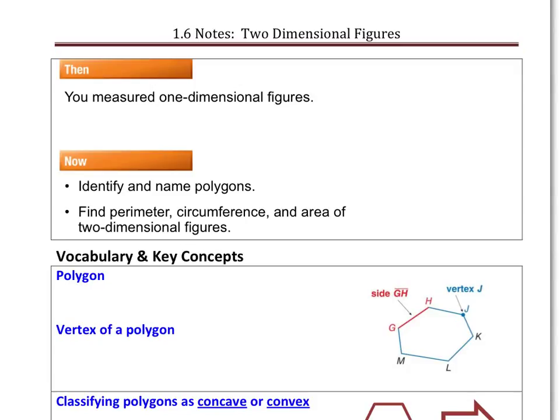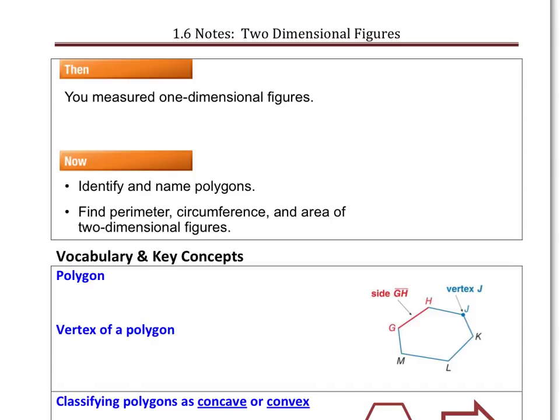Hi guys, we are going to skip the last section 1.7 in this chapter. So this section 1.6 is going to be the last one that we're going to cover in chapter 1, and it's focused on two-dimensional figures. And the good news is it's pretty much review from things that you've seen quite a bit in your past.